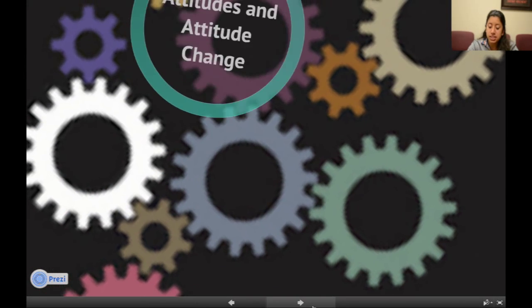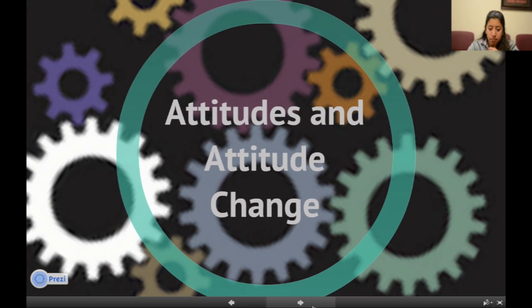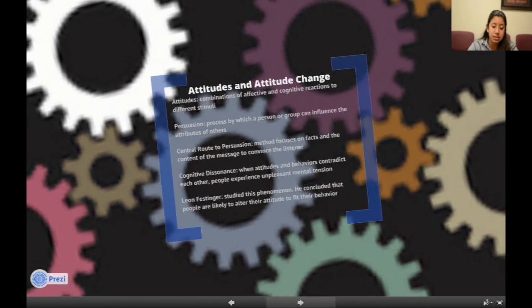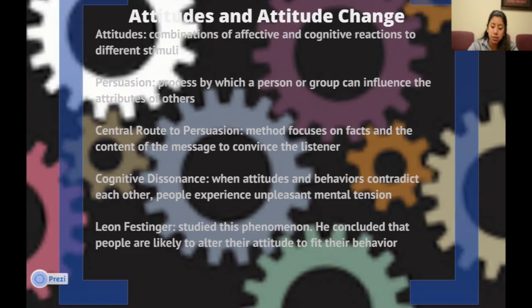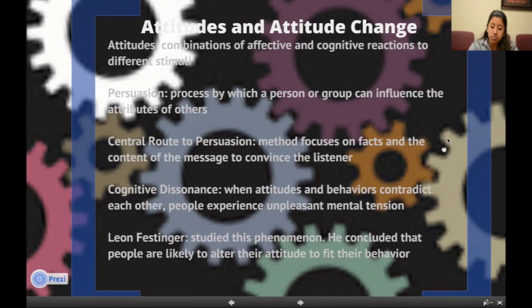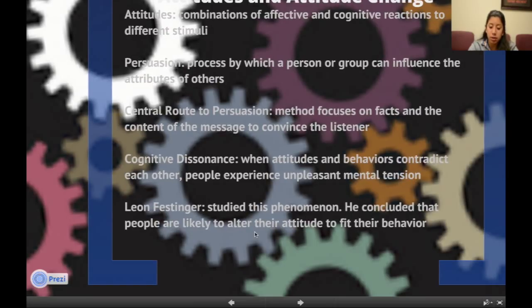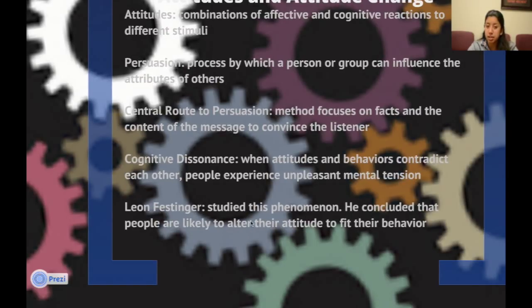We're going to look at attitudes and attitude change. Attitudes are a combination of affective and cognitive reactions to different stimuli, and persuasion is the process by which a person or group can influence the attitudes of others. The central route to persuasion is a method that focuses on facts and the content of the message to convince the listener. Cognitive dissonance is when attitudes and behaviors contradict each other, and people experience unpleasant mental tension. Leon Festinger studied this phenomenon. He concluded that people are likely to alter their attitude to fit their behavior.